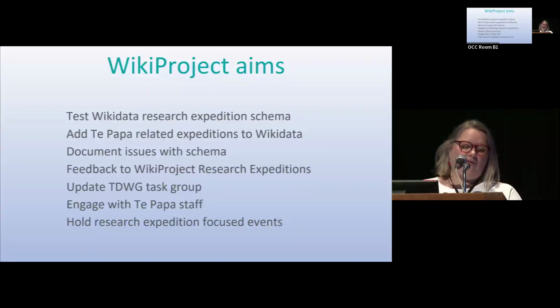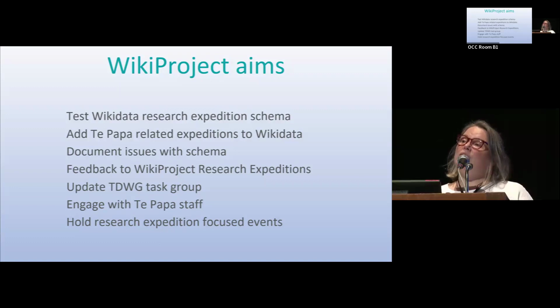So the Te Papa Research Expeditions project was one of several testing the international group's data schema against real-world data. Our project aimed to add data about Te Papa-related research expeditions to Wikidata using the proposed way of structuring that data. Any issues discovered during our project were documented to help improve both the schema itself and also the best practice guidance, which is currently being developed. And this project was also a practical test of how a natural history institution can use the schema. How does a place like Te Papa collate, translate and publish data about their expeditions? And then how can Te Papa actually make use of this work?